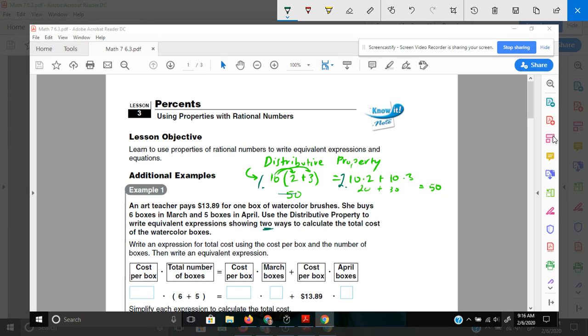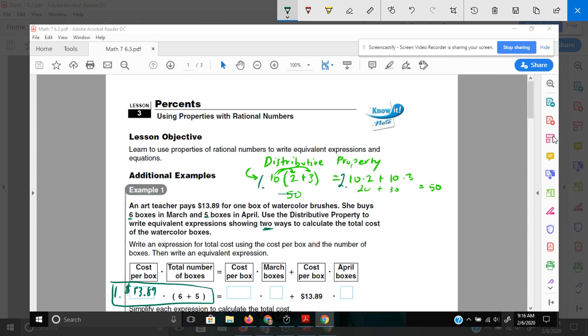Okay, so write an expression for the total cost using the cost per box and the number of boxes, and then write equivalent expressions. So the cost per box, we know it tells us that it's $13.89. And if we multiply that by our total number of boxes, well, we bought 6 in March, plus we bought 5 in April. That is one way of writing your expression, I should say.